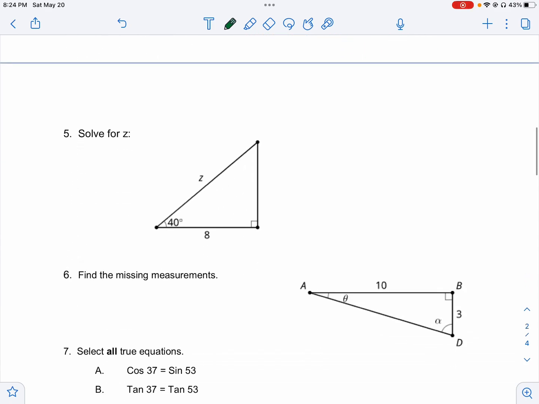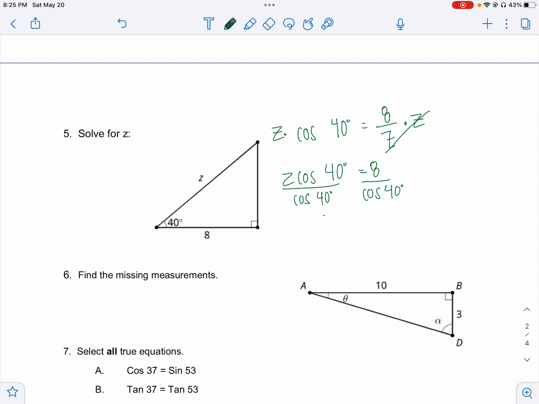Okay, solving for z in this case, we have 40 degrees, we have 8 as the adjacent, and z is the hypotenuse. So in this case, we're going to use cosine. Cosine of 40 degrees is equal to 8 over z. Multiply by z on both sides to cancel it out, and we get z cosine of 40 is equal to 8. We still need to get z all by itself, so divide by cosine of 40. We get z equals 8 divided by cosine of 40, which if we type this in, equals 10.4.